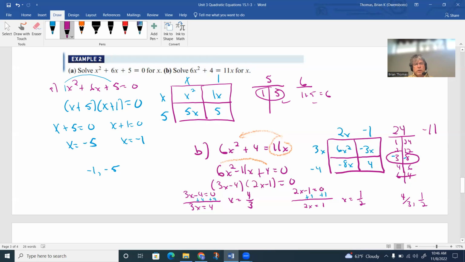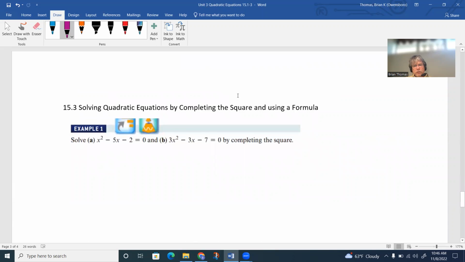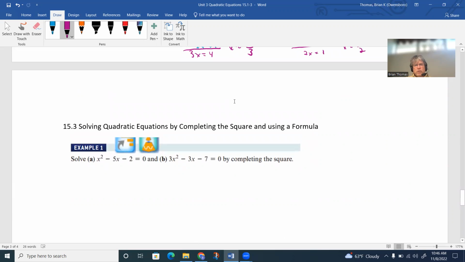Again, if I check those, I substitute them back into the original equation, the 6x squared plus 4 equals 11x, it should give me a true statement. Alrighty, so that's some good examples of how to solve quadratic equations using factoring.